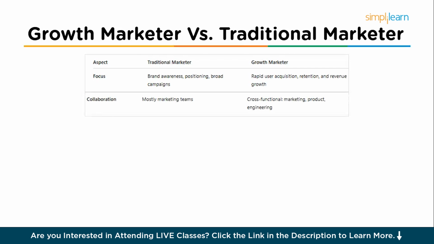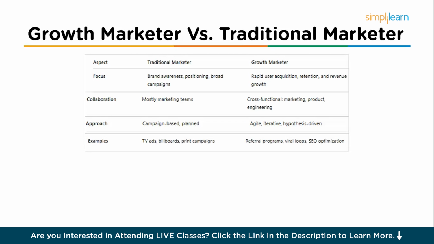Traditional marketers have mostly a marketing team, whereas growth marketers have cross-functional teams like marketing, product team, and engineering team. Then comes approach. Traditional marketer approach is campaign based and planned. Growth marketer approach is agile, iterative, and hypothesis driven. Then comes examples.